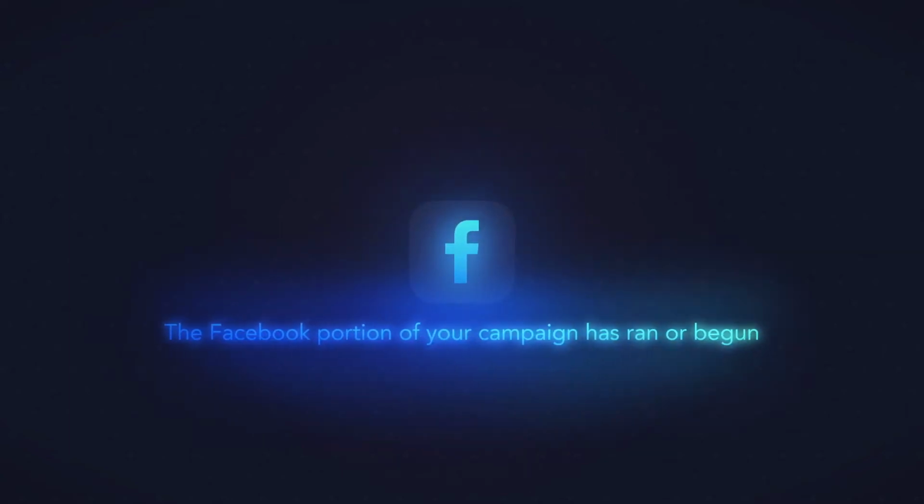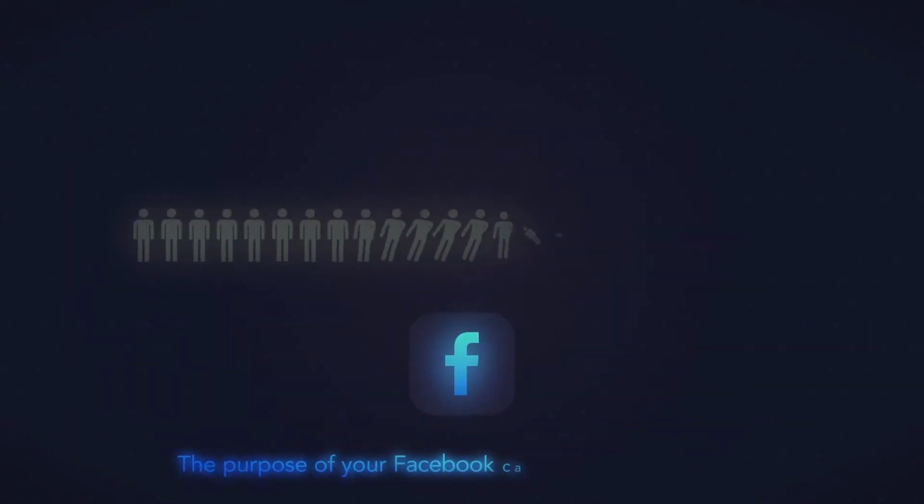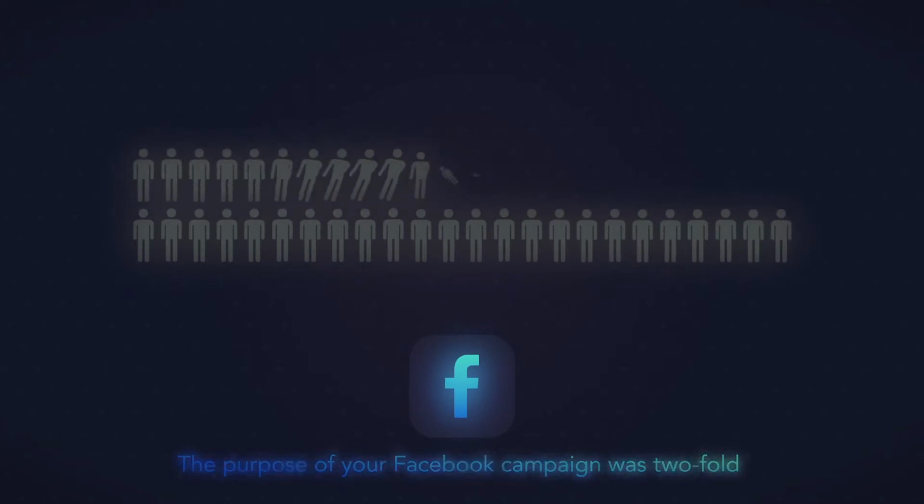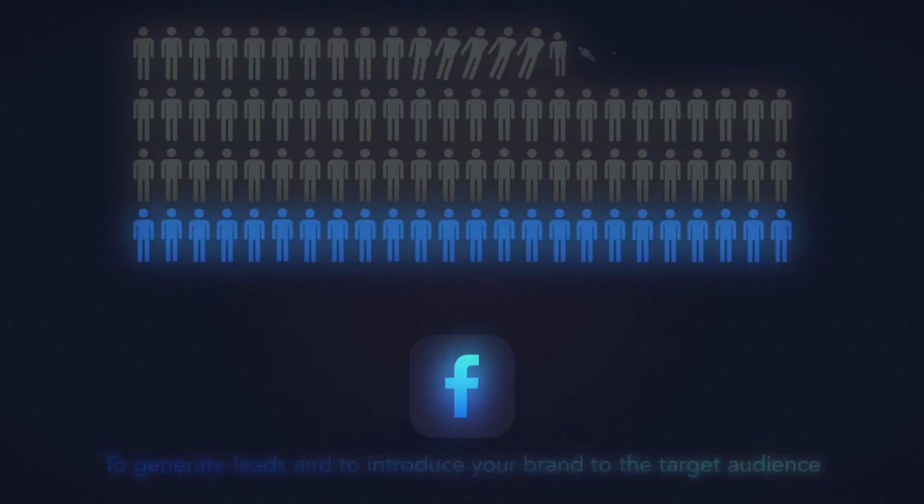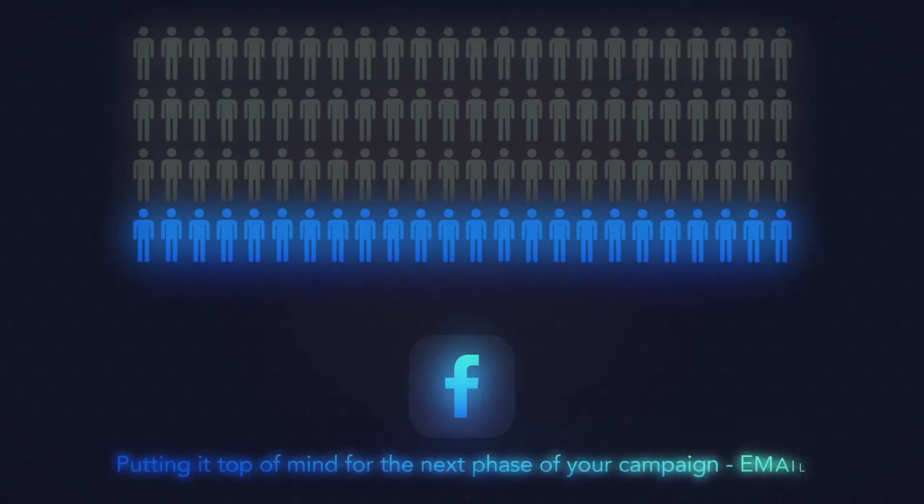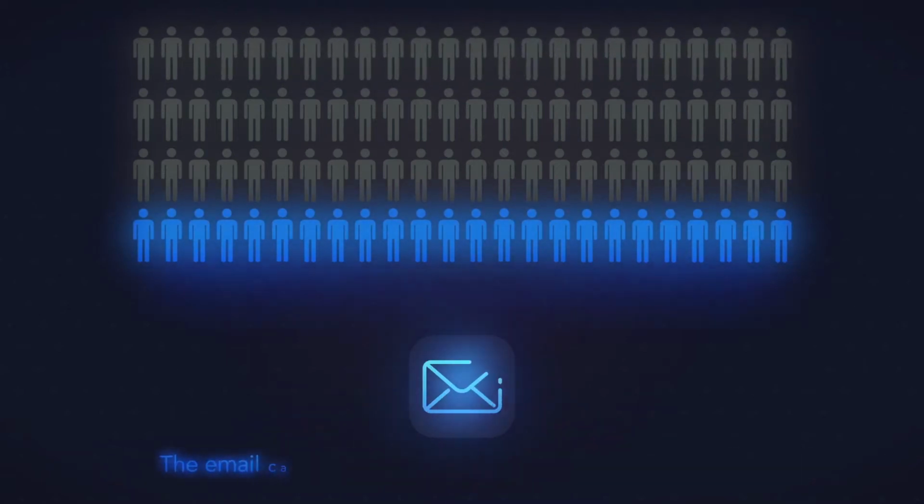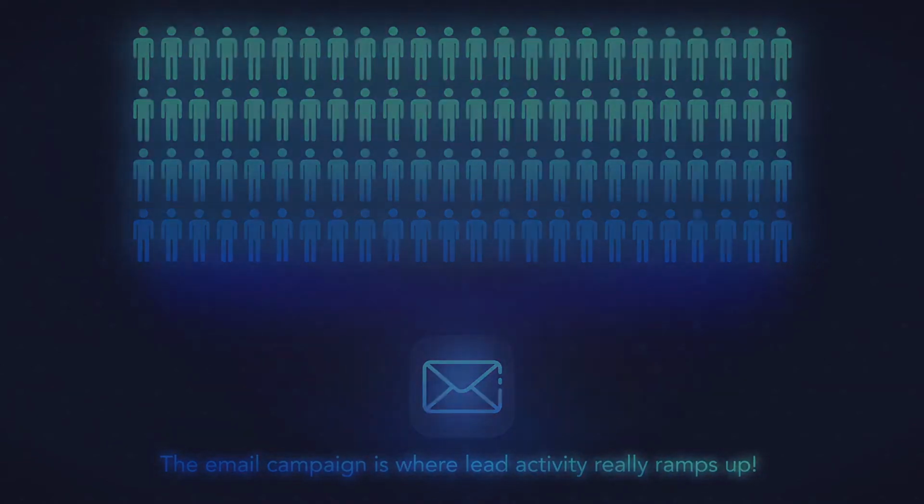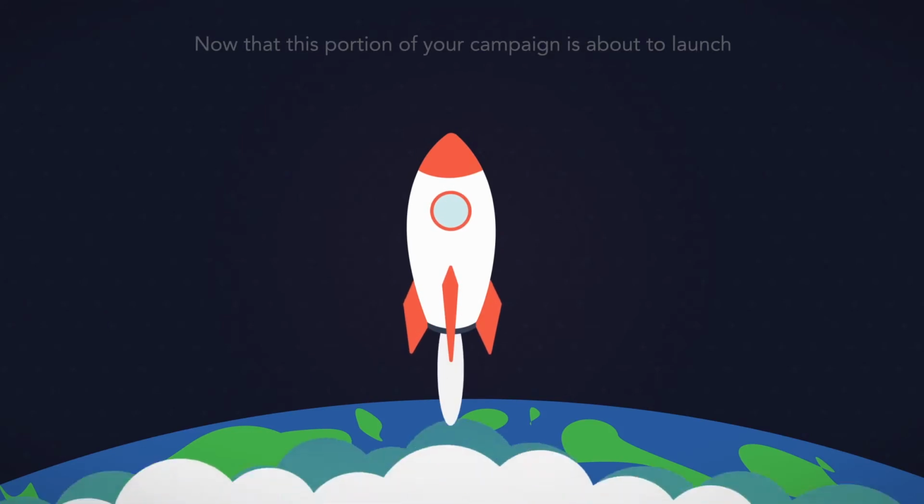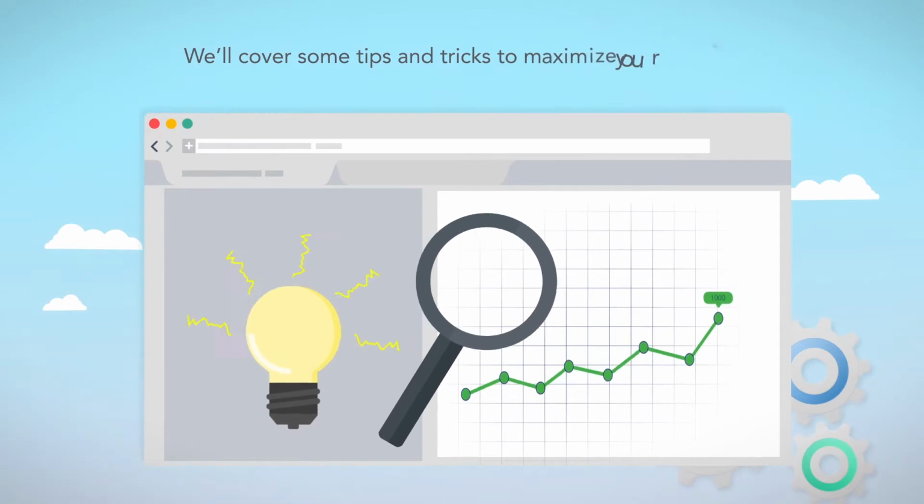By now, the Facebook portion of your campaign has run or begun. The purpose of your Facebook campaign was twofold: to generate leads and to introduce your brand to the target audience, putting it top of mind for the next phase of your campaign, email. The email campaign is where lead activity really ramps up. Now that this portion of your campaign is about to launch, we'll cover some tips and tricks to maximize your success.